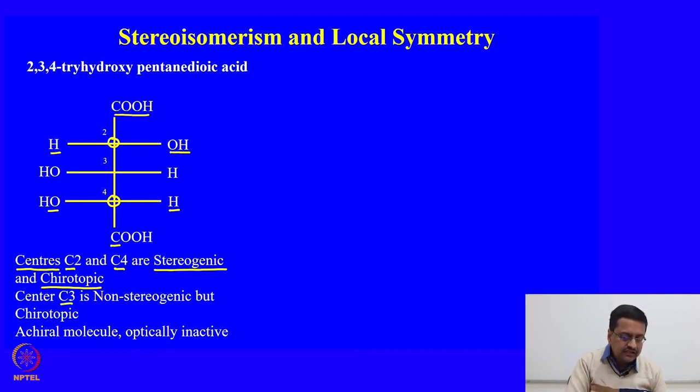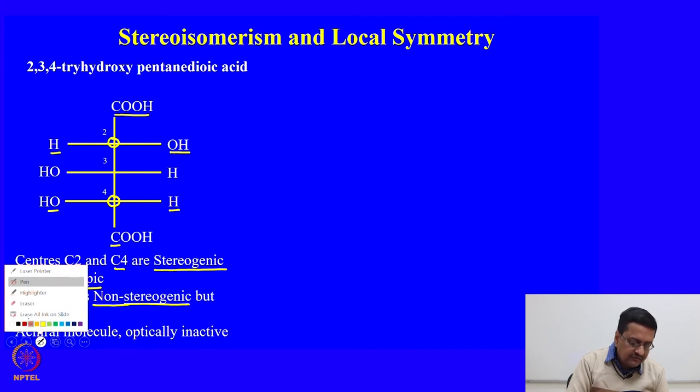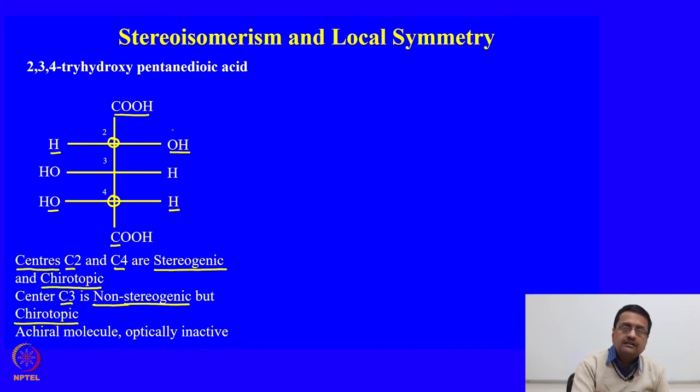But in the case of C3, we say that it is a non-stereogenic center, but a chirotopic center. What does it mean? To understand that, we need to find out the absolute configurations of points 2 and 4. For points 2 and 4, to identify whether it is R or S, we should get the priority list done first. This OH group is priority 1, the carboxylic acid group has priority 2, and the group at the bottom has priority 3.